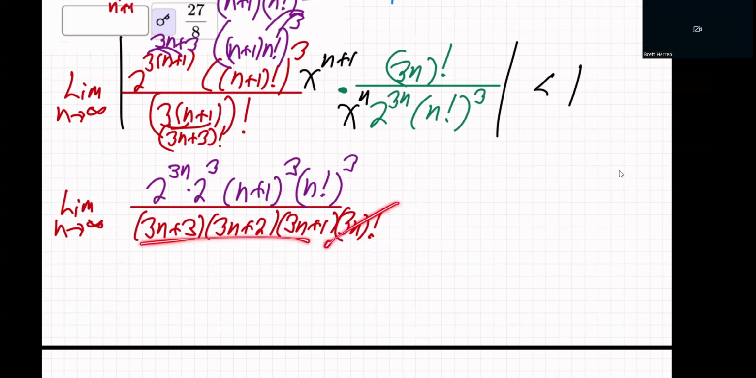Now, why did I do that? Because I want that (3n) factorial to cancel with that (3n) factorial. You see? And then times. All right. Now let's just write the other one, and then the good stuff will happen.